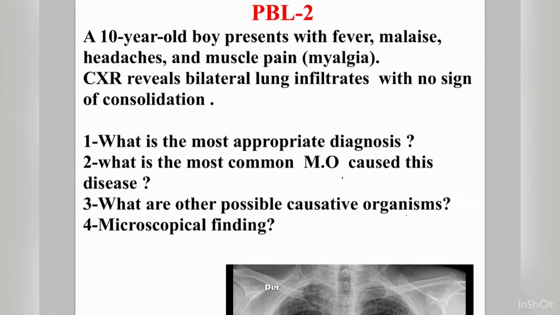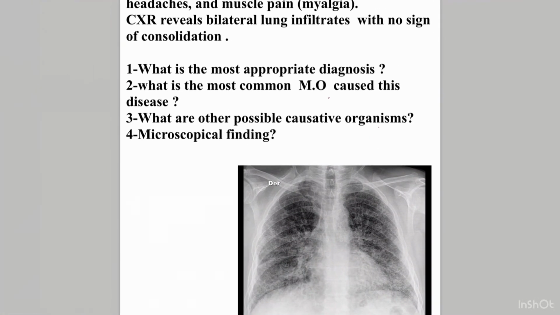Regarding the case, a 10-year-old boy presents with fever, malaise, headaches and muscle pain. Chest X-ray revealed bilateral lung infiltrates with no signs of consolidation. So we have a 10-year-old boy, relatively young age, complaining of a non-specific febrile illness characterized by headaches, myalgia and malaise. Chest X-ray revealed the presence of bilateral lung infiltrates, as demonstrated in this picture, with no sign of consolidation. This presentation is consistent with community-acquired atypical pneumonia because of the relatively young age, the signs and symptoms, and the finding on chest X-ray.